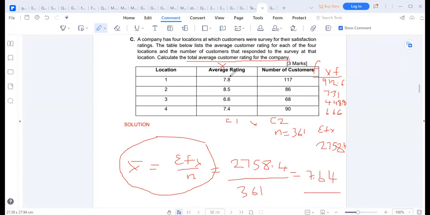Hi, Collins. Yes, sir. I just want a confirmation. Is the formula sheet given in the exam? Yes, you're given it in the exam. Okay, thanks.